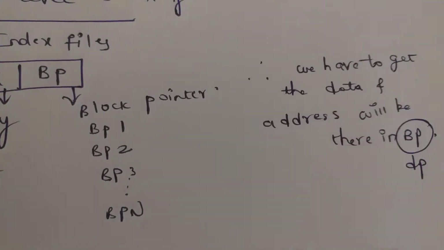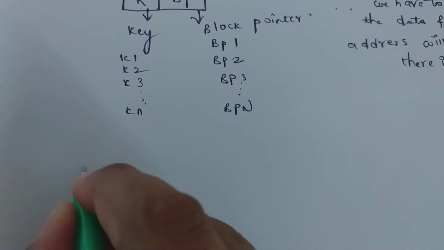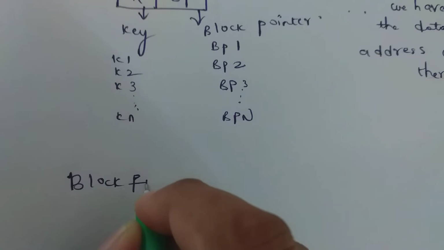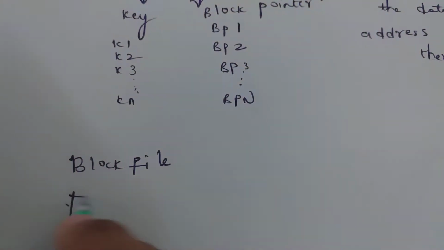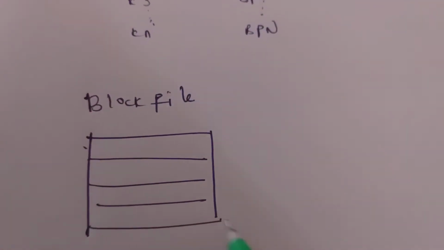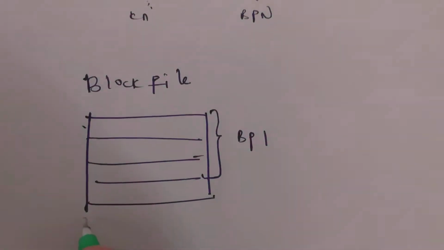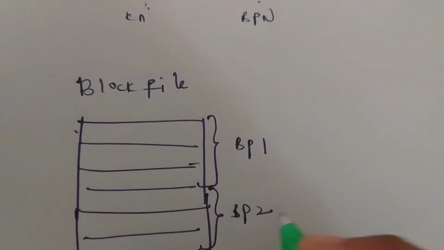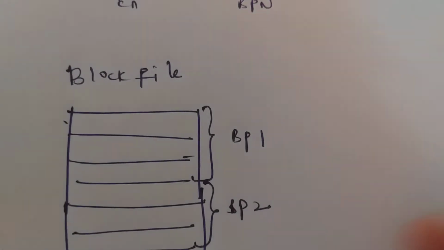We have to take the block pointer. This is the block pointer, or block file, or data file, whatever it may be. This is the data. These first three are block pointer 1. Again, the next three are block pointer 2. We divide the index into block pointer 1 and block pointer 2.